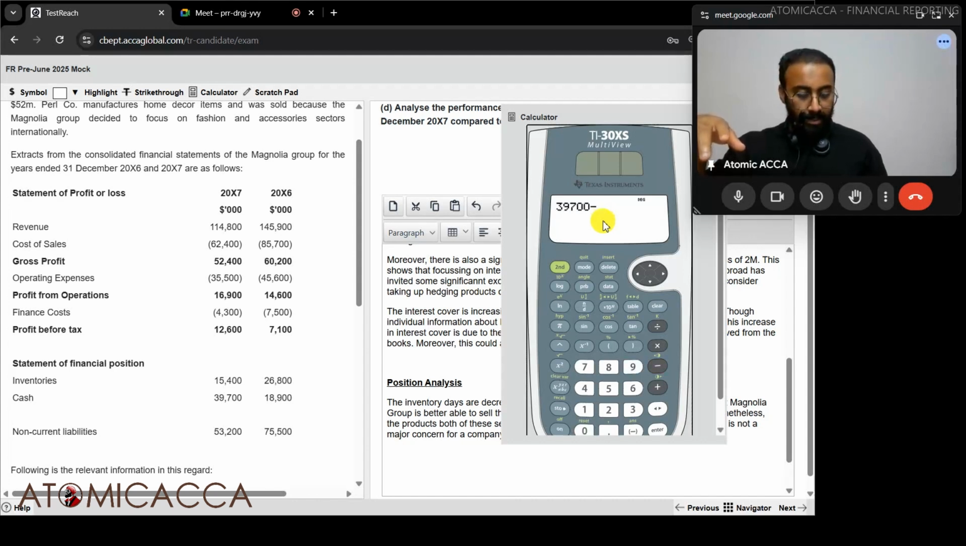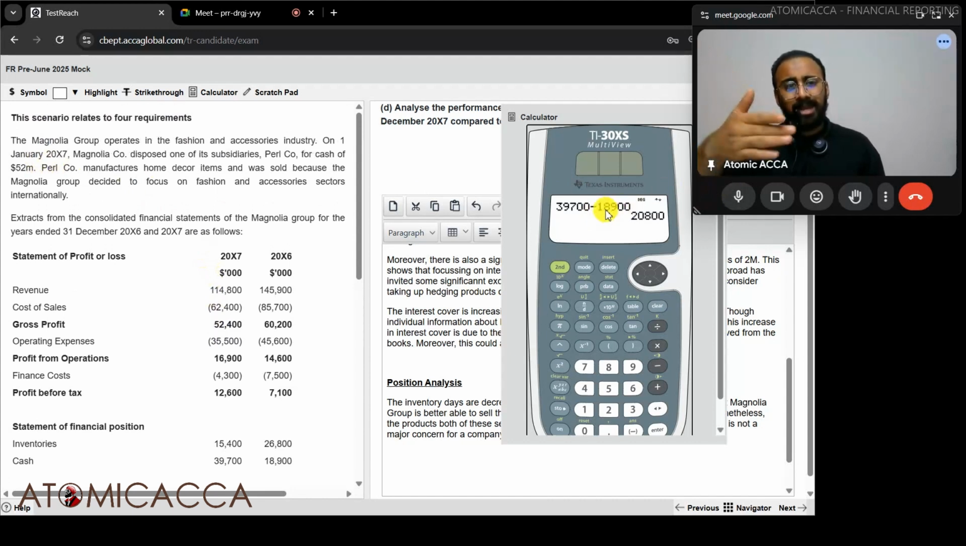39,700 minus 18,900. So there seems to be only a 2,800 increase in cash balance. But again, we don't know out of this 8,900 how much was Pearl Company. But now it is only going up by 2,800. And if you look at the Magnolia Group alone, still it's not a massive difference. Even if 8,900 was completely Pearl Company, the remaining group is going from 0 to 39.7 million. That means out of 52 million, there is a significant portion of money that was used for some purpose.